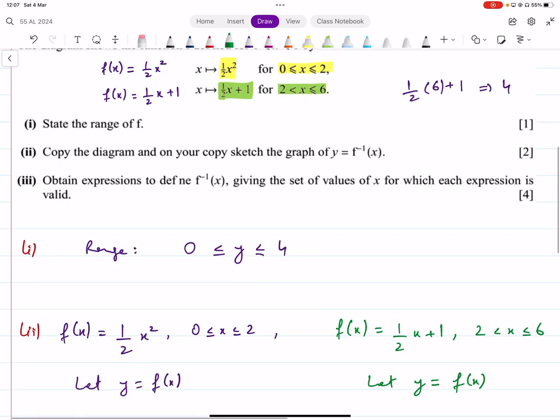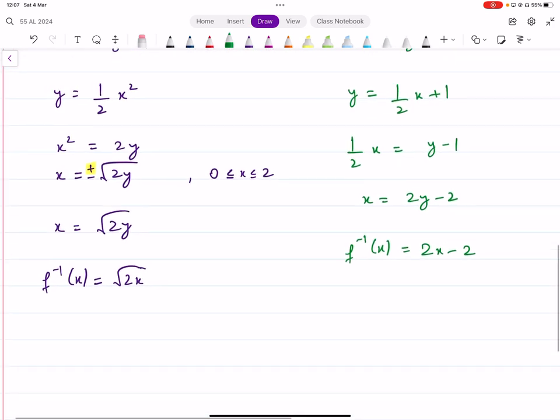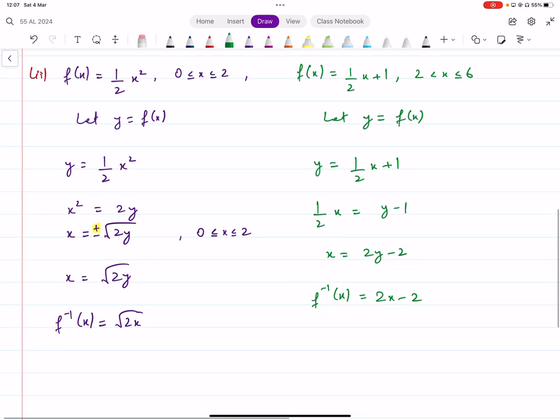उसने कहा है स्टेट द वैल्यूज ऑफ x फॉर विच ईच एक्सप्रेशन इज वैलिड. किस इंटरवल में ये वैलिड है दोनों वैल्यूज. फर्स्ट पार्ट किस इंटरवल में वैलिड है. 0 to 2 and the second 2 to 4 or 2 to 6, 2 to 6 or 2 to 4.